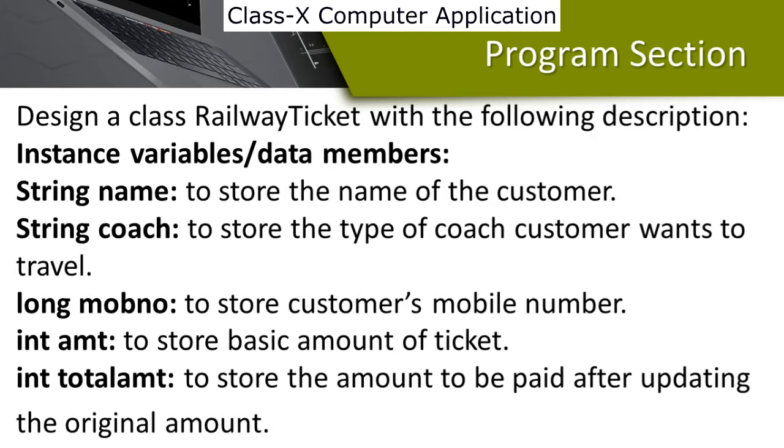String name is used to store the name of the customer. String coach is used to store the type of coach the customer wants to travel in. Long mobNumber, that is mobile number, is used to store the customer's mobile number. Int amount is used to store the basic amount of the ticket. Int totalAmount is used to store the total amount to be paid after updating the original amount.